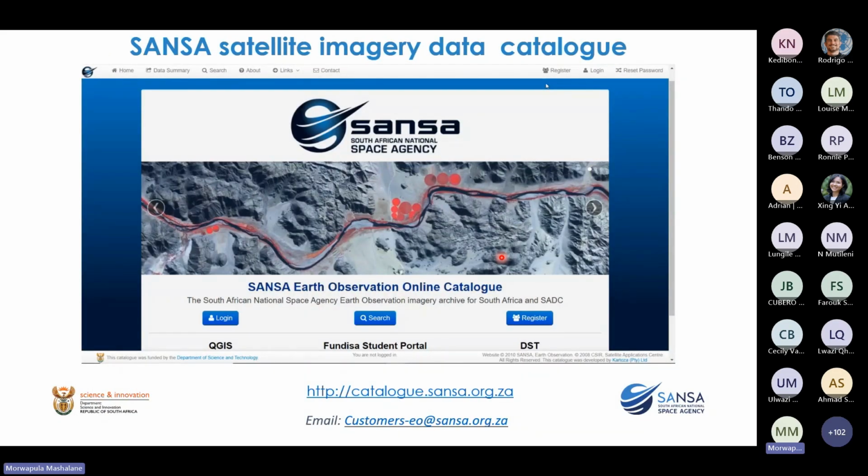We do have our online catalog where you can browse and search satellite imagery. It allows you to search, but for you to order, you will need to be logged in to the system. This is the link here where you can order it. If you have any challenges accessing our data catalog, you can also contact our customer services.